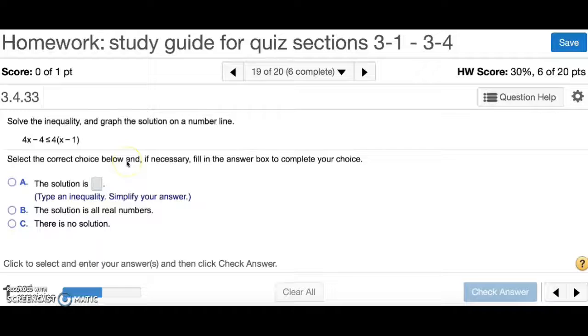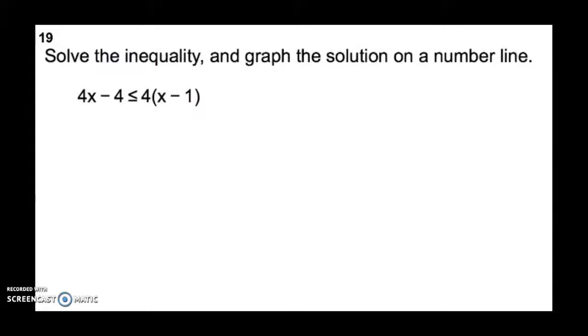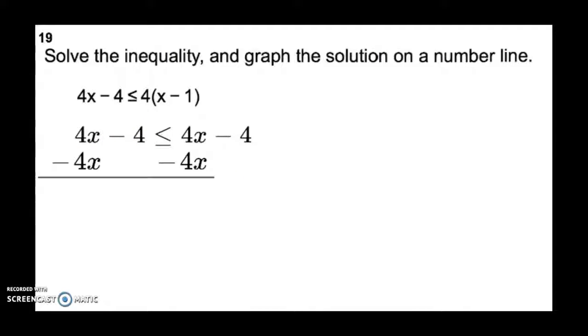Number 19 is to solve and graph the inequality. Let's take a look at it. The first thing we're going to do is distribute the 4 on the right of the inequality. Distributing the 4, I get 4x minus 4. So now I have 4x minus 4 on both sides. Let's subtract 4x from both sides. I'll get negative 4 is less than or equal to negative 4. Now that is a true statement. Negative 4 is less than or equal to negative 4. It's equal to it. So that means my solution is going to be all real numbers.